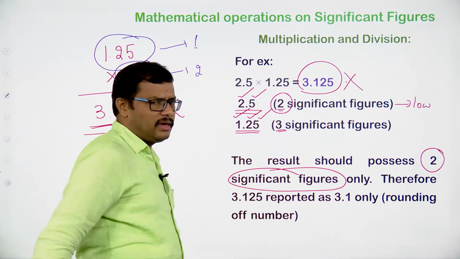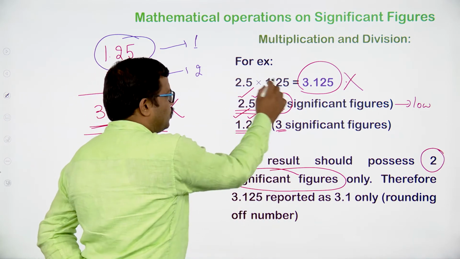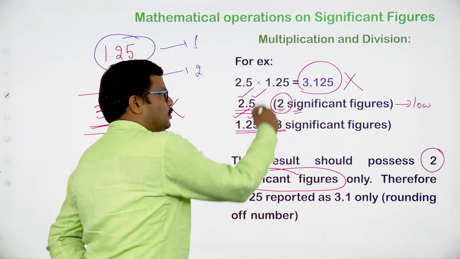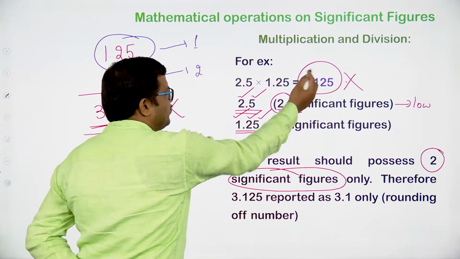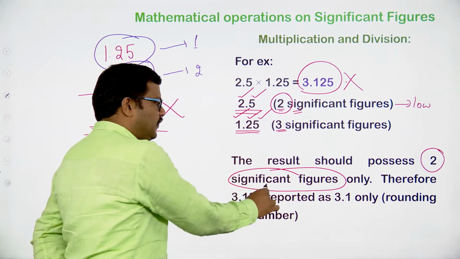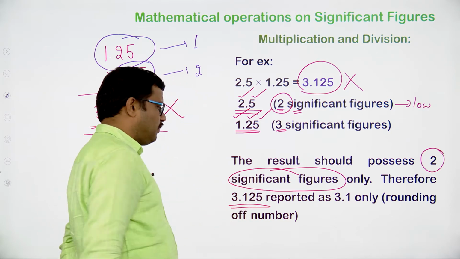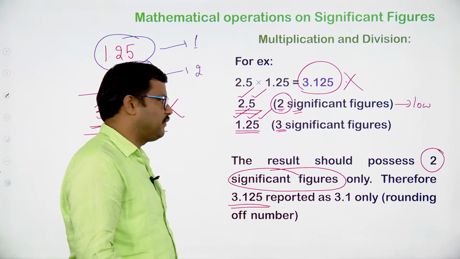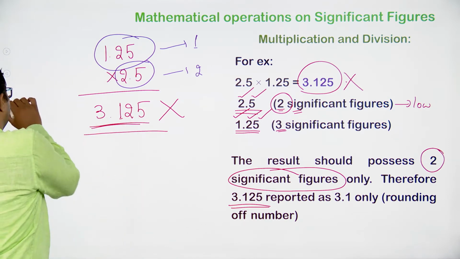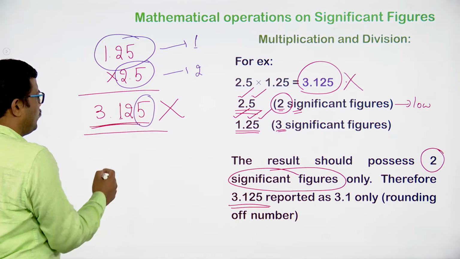Whenever we carry out the mathematical operation of multiplication, we have to look at the number of significant figures present in both the numbers, select the least number of significant figures, and express the result with only that many significant figures. So in this case, the result should possess two significant figures only. Therefore, we have to report this 3.125 with two significant figures. When we report this number with two significant figures, I have to remove the last digit. Here if you observe, how many significant figures does it have?